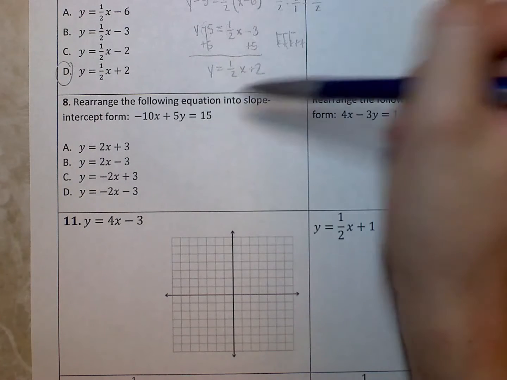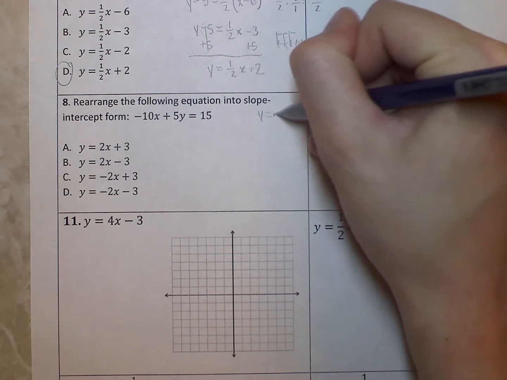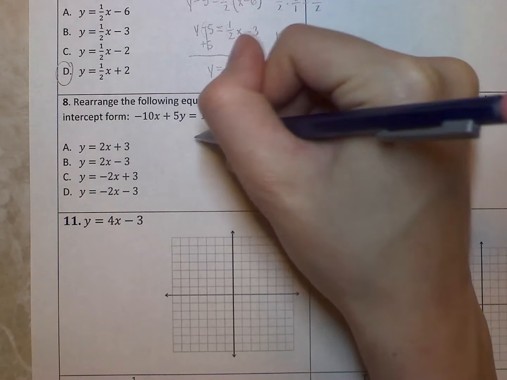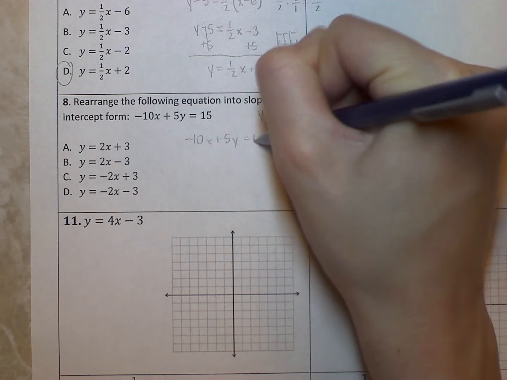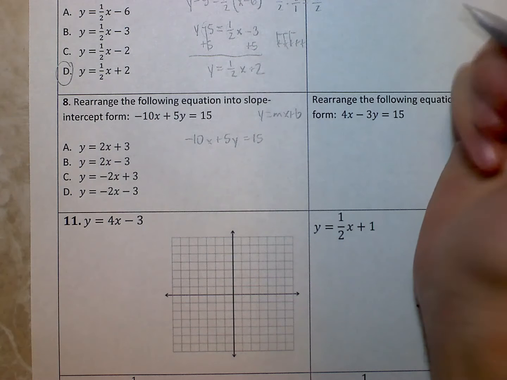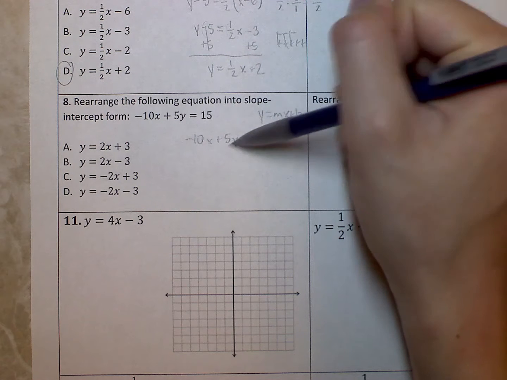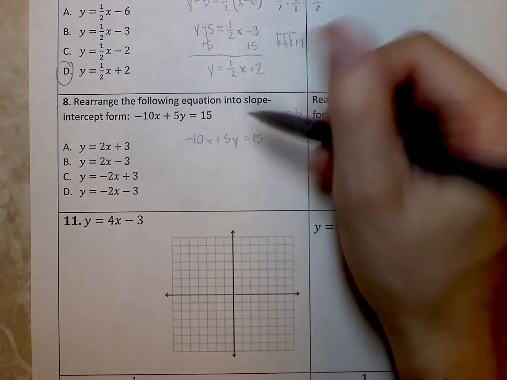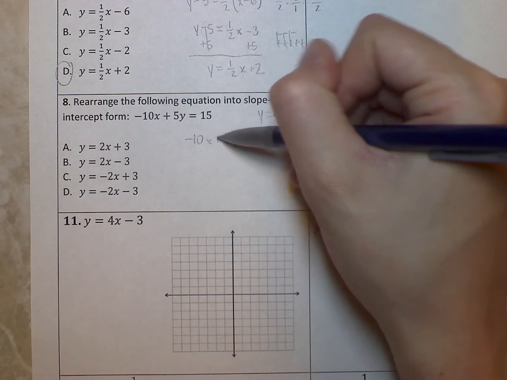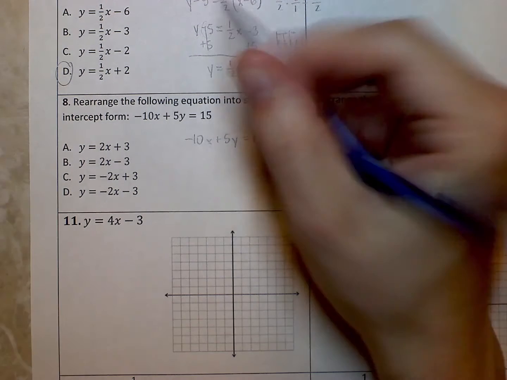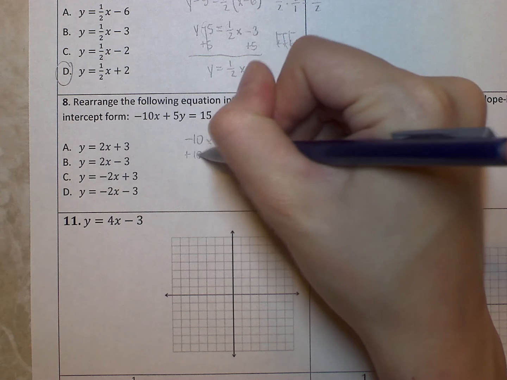Number 8, rearrange the following equation to slope-intercept form. So my goal is the same, right? I still want it to look like y equals mx plus b. But this time, my big task is to get y by itself, right? There's a ton of stuff with this y, so I got to get rid of all of it. Well, right now, this 5 is being multiplied by the y, and then this -10x is being added. So we take care of addition and subtraction first, so I'm going to get rid of the -10x first.